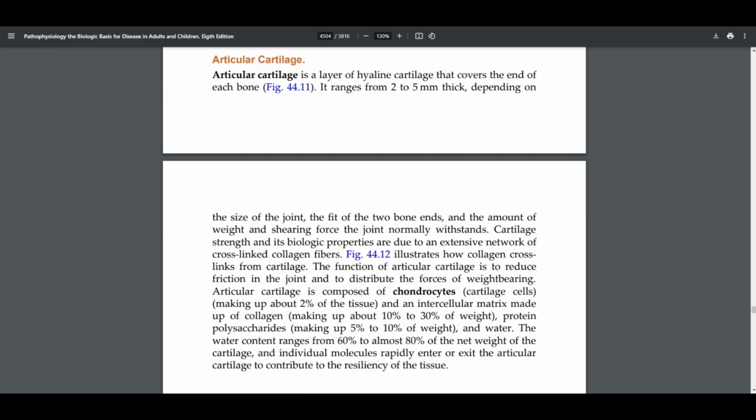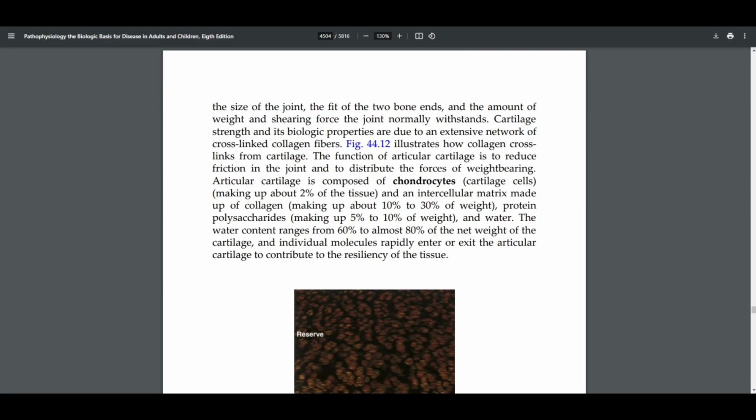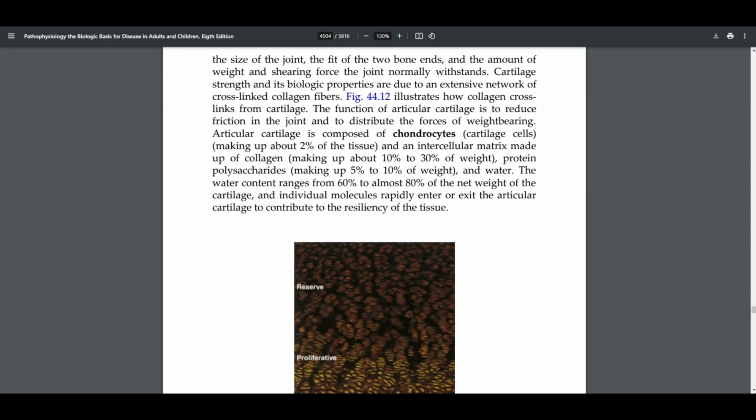The function of articular cartilage is to reduce friction in the joint and to distribute the forces of weight bearing. Articular cartilage is composed of chondrocytes and an intercellular matrix made up of collagen, protein polysaccharides, and water. The water content ranges anywhere from 60 to 80% of the net weight of the cartilage, and individual molecules rapidly enter or exit the articular cartilage to contribute to the resiliency of the tissue.